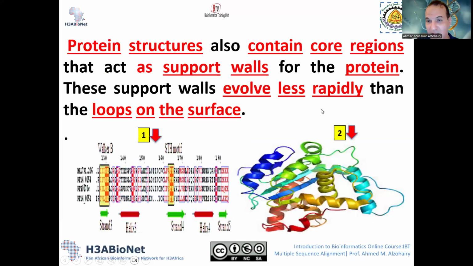continue your interpretation. Protein structure also contains core regions that act as support walls for the protein. These support walls evolve less rapidly, as we said, than loops, of course. So the places that make our helixes, alpha helix and beta sheet, evolve less rapidly than the ones that make loops, as we said before.